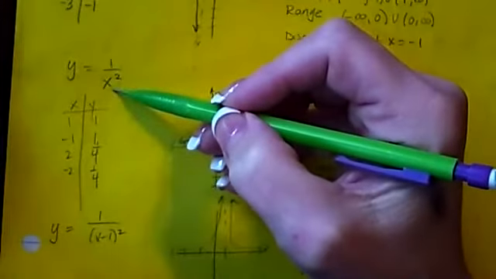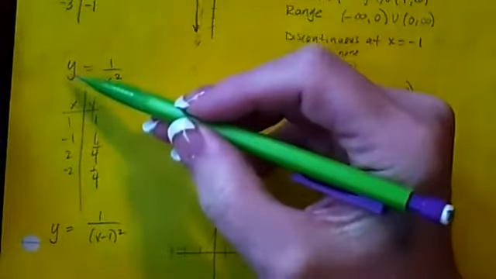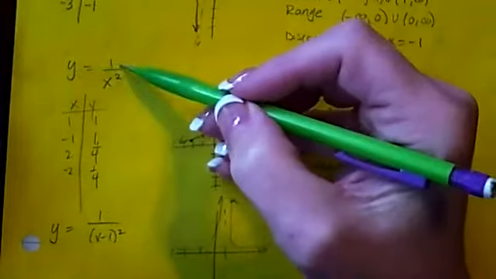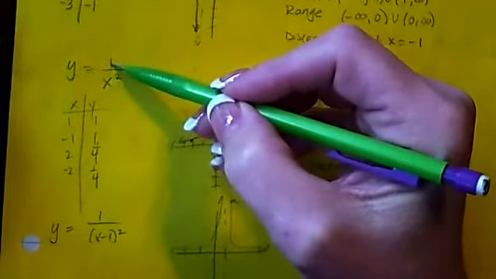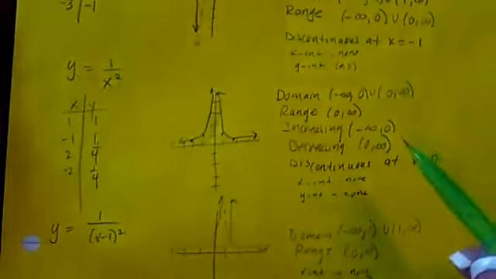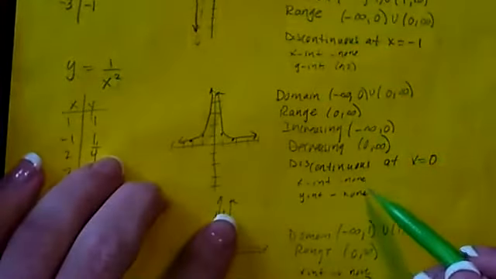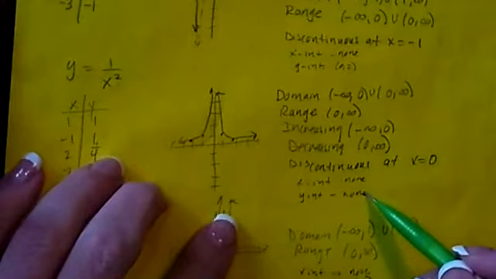If I want to find an x-intercept, I put a 0 in for y and set it equal to the numerator, because the denominator will cancel out. So 0 equals 1, and that's not true either. That means I'm not going to have an x-intercept, and I'm not going to have a y-intercept.